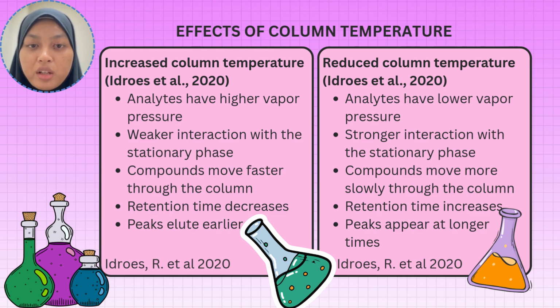Next, for reduced column temperature, at lower temperatures, analytes have lower vapor pressure. This leads to stronger interaction with the stationary phase. The compounds then move more slowly through the column, which increases the retention time. Therefore, the peaks appear at longer times in the chromatogram.